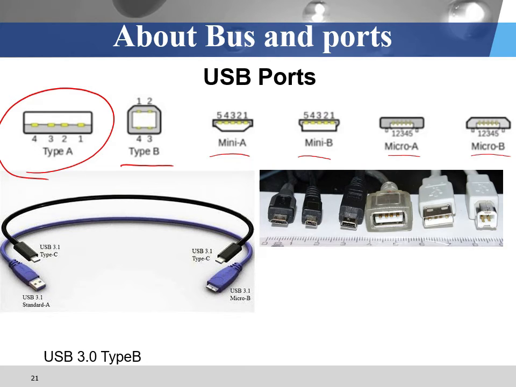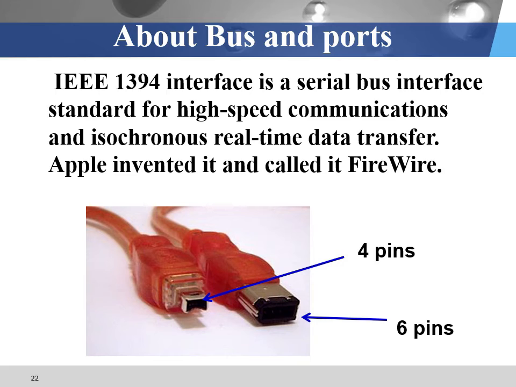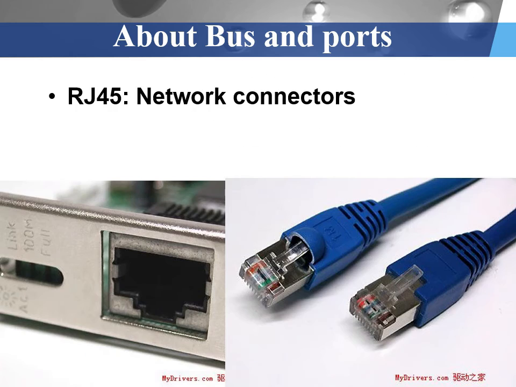And the most recent USB type is Type C. As you can see from here, USB 3.1 Type C. So this is also Type C. This is called IEEE 1394. It's also a serial bus. Apple invented this type of bus, and it's called FireWire. This is a network port. The official name for this port is RJ45.